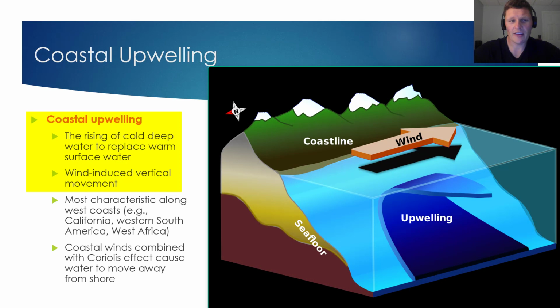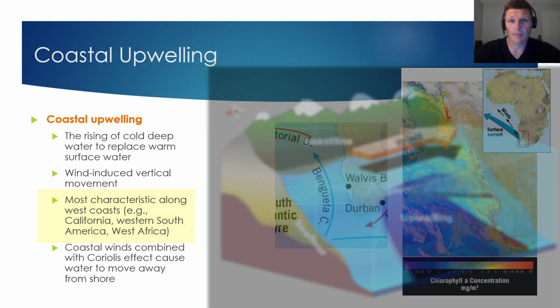Upwelling, which is the rising of cold deep water to replace warm surface water, is a common wind-induced vertical movement of water. Coastal upwelling occurs on the west coast of continents, in places like California, western South America, and West Africa, to name a few.